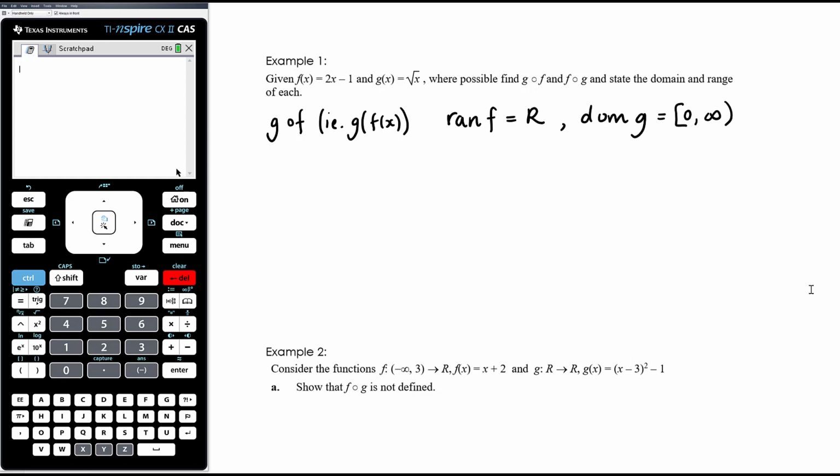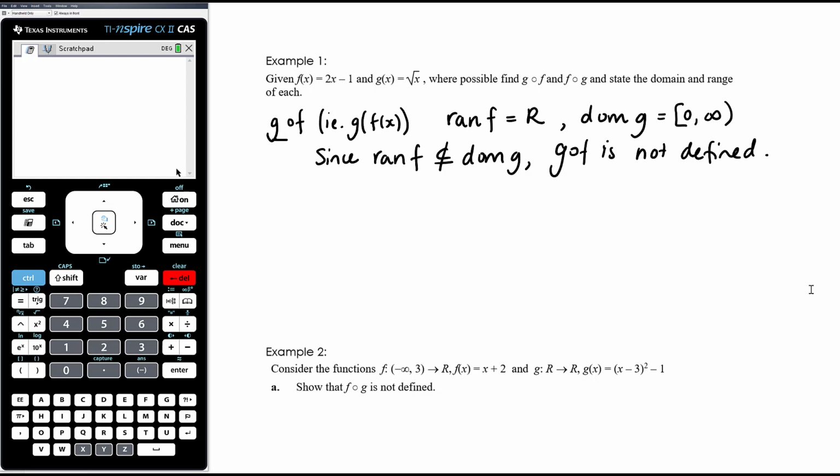And since the range of f is not a subset of the domain of g, GOF is not defined. So we're not even going to try to calculate it. We're not going to work it out. We can't state its domain and range. It's not defined at all. So that was GOF.